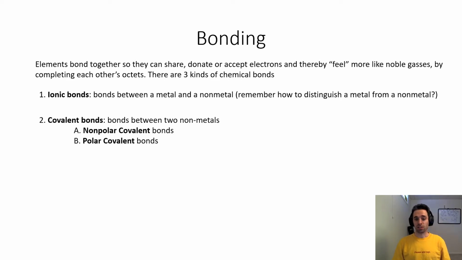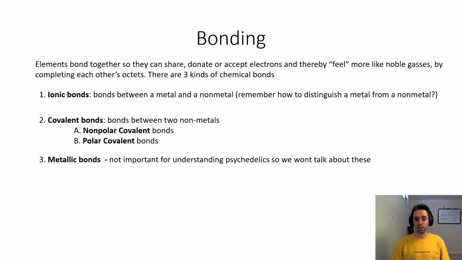The second type is called a covalent bond. These are bonds between 2 nonmetals. These are probably the most important types of bonds when we want to understand the chemistry of psychedelic drugs. So there are 2 types of covalent bonds. A is called the nonpolar covalent bond, and B is called the polar covalent bond. We'll discuss these later during this lecture. The third type of bond is called a metallic bond. These are not important for understanding psychedelics, so we won't talk about these.